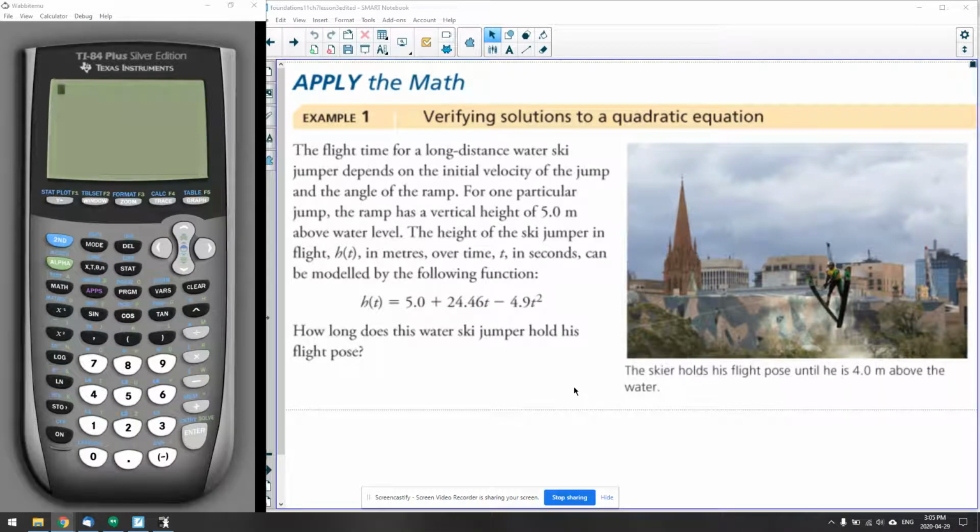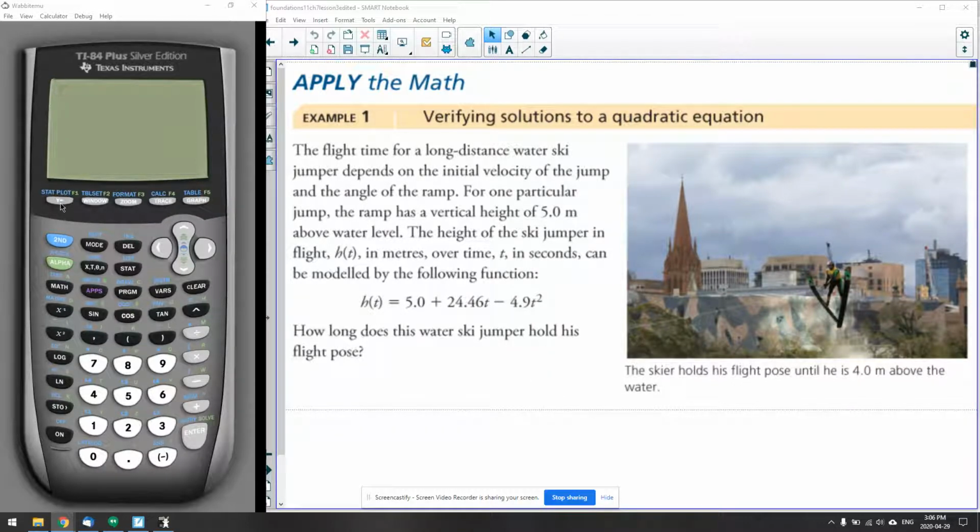All right, so we're going to take a look at a couple of examples of how to use a quadratic equation and find solutions and use our technology to make our lives easier. So our first one here, we have a long distance water ski jumper. His flight path is given here by this quadratic equation. How long does the water ski jumper hold his flight pose? So how long is he in the air? So when will he hit the water again?